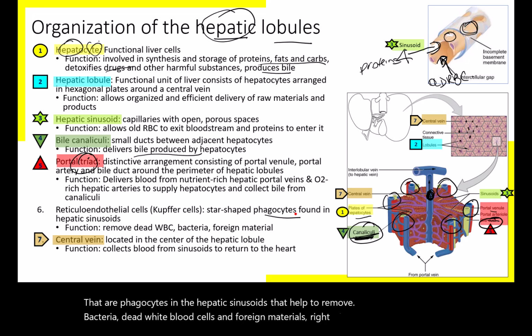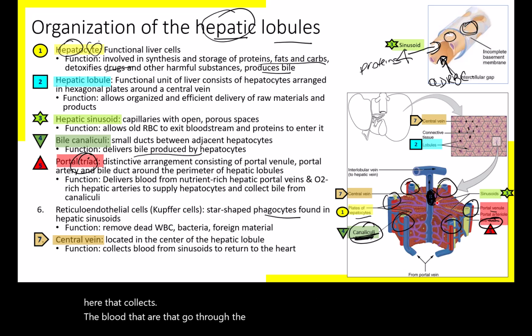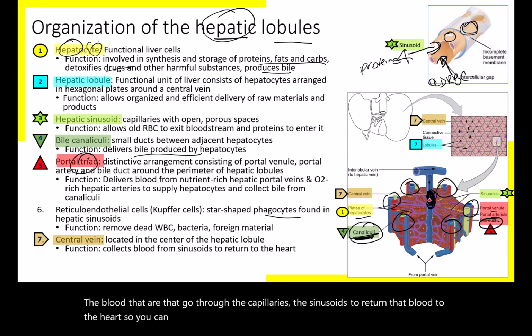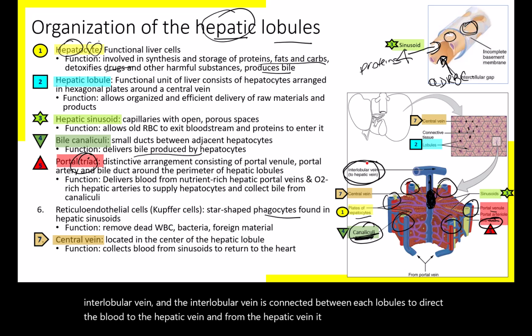So they work the same way as phagocytes anywhere in the body. And then the last thing is a central vein over here that collects the blood that goes through the capillaries, the sinusoids, to return that blood to the heart. So you can see here each central vein then collects the blood into the interlobular vein, and the interlobular vein is connected between each lobule to direct the blood to the hepatic vein, and from the hepatic vein it goes back into the heart through the right atrium.